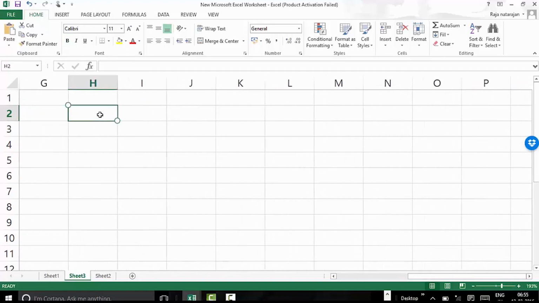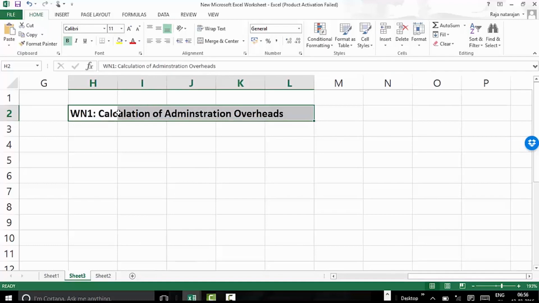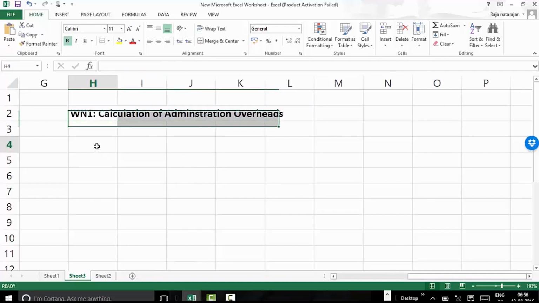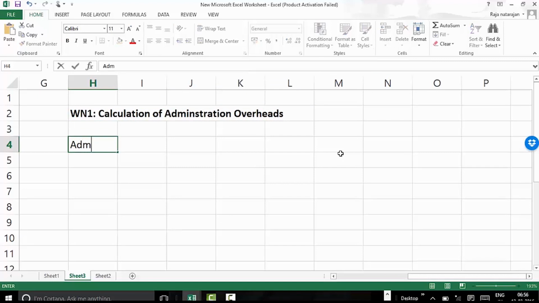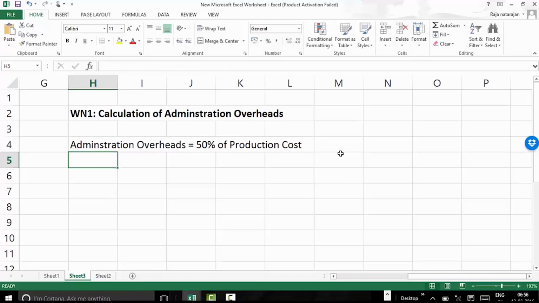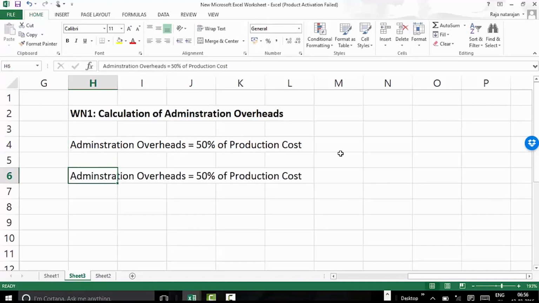So I'll call it working note 1. Calculation of administration overheads, and we were told that administration overheads is equal to 50% of production cost. So if you can arrive at the production cost, then 50% of production cost is going to be administration overheads. Okay, now let me expand that. Your admin overheads, let me just copy paste. Yeah, your admin overheads is basically 50% of your production cost.